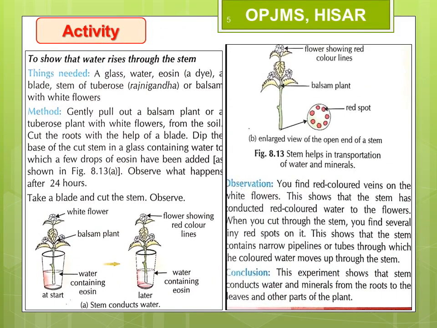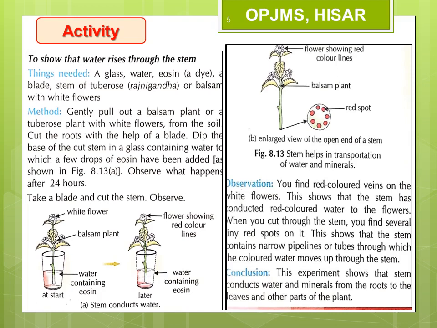Now we can perform an activity to observe that stem helps in conduction of water. For this, we have to take a beaker and fill it 1/3 with water. Now in this beaker add a few drops of any edible color or ink or dye, whichever is available at home, and stir it well.